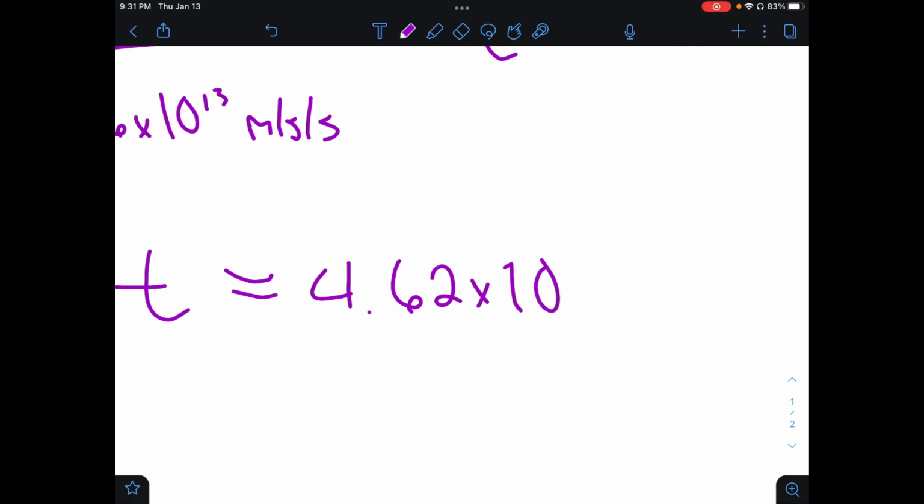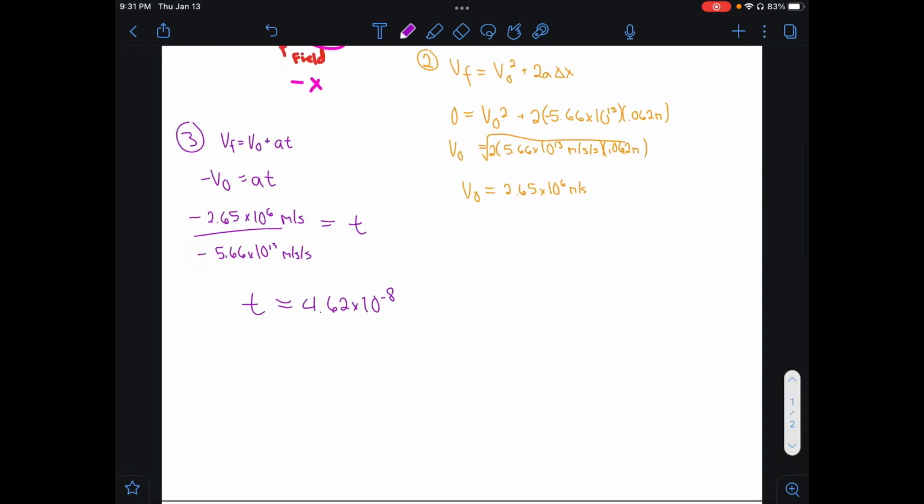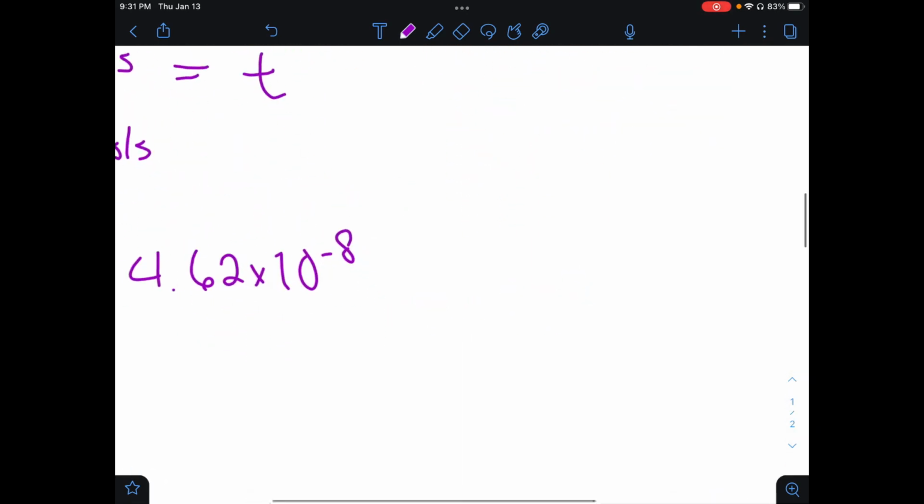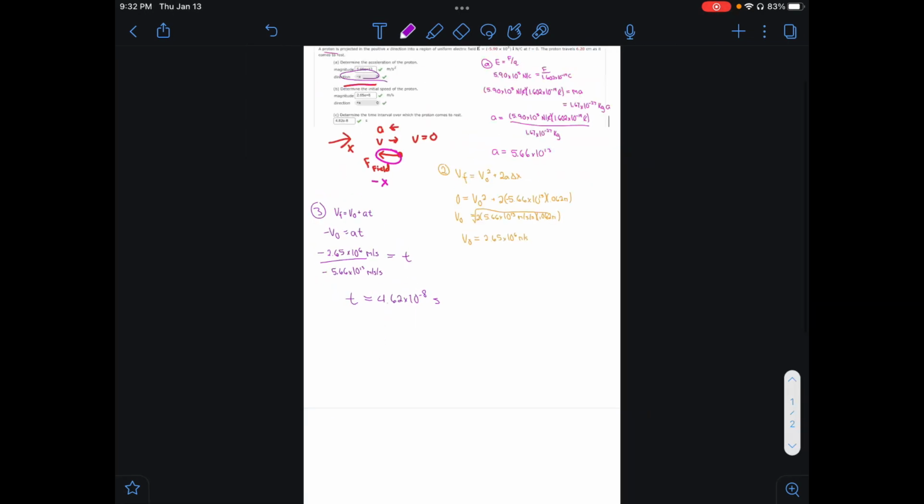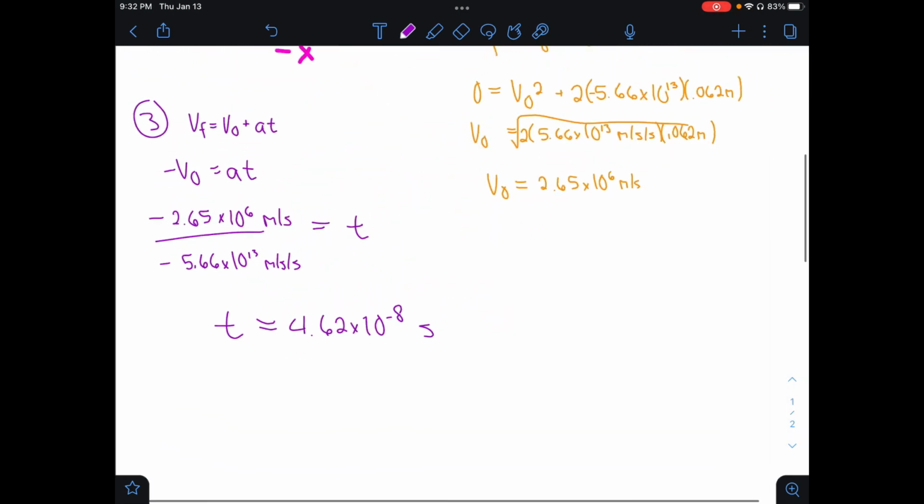So this shows just how fast these things are moving, or how fast these things are coming to a rest. It's close to a billionth of a second. 4.62 billionths of a second. It happens probably like a million times by the time I finish the sentence.